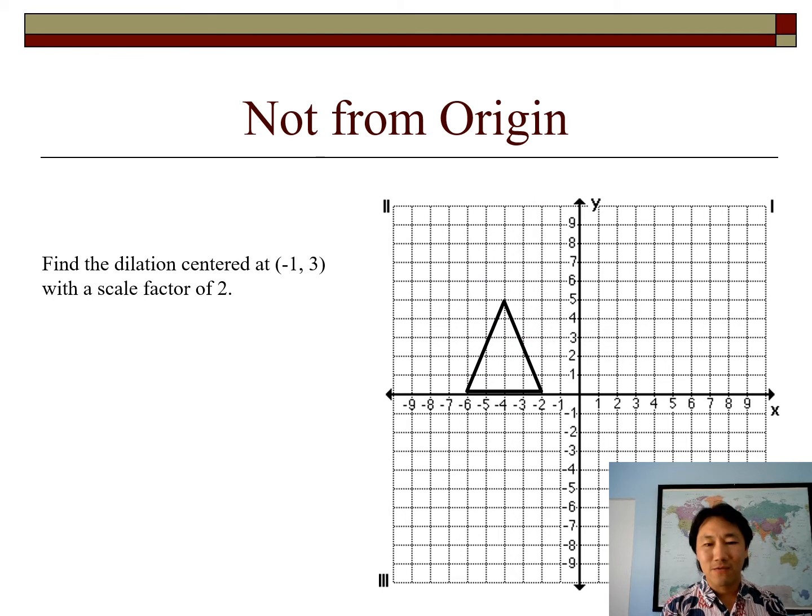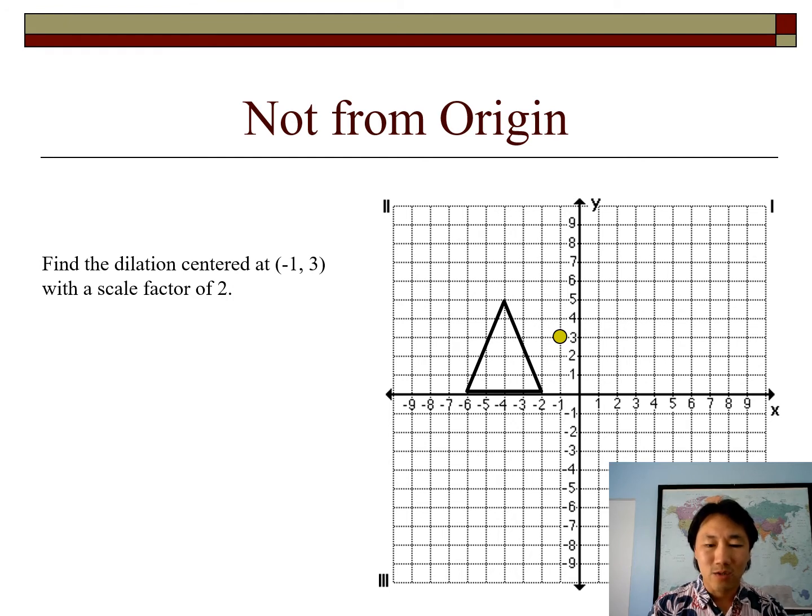What happens if the center is not at the origin? Then you can't just multiply or divide to get the new shape. So for example, we have this one. Find the dilation centered at -1, 3 with a scale factor of 2. So I'm trying to make this triangle twice as big, but not from the origin, but from -1, 3. So that's where my flashlight is going to be, and I need to make it twice as big.